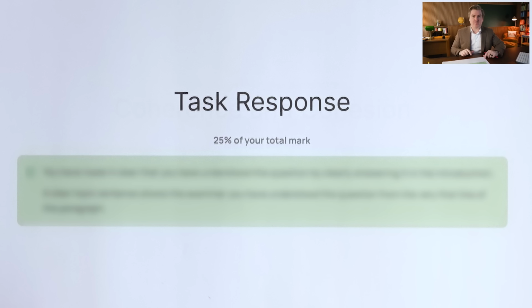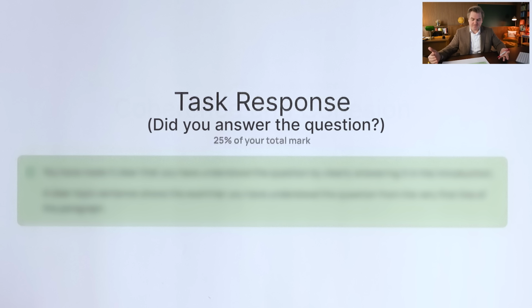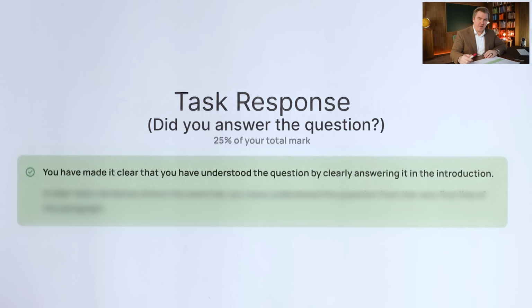So task response is 25% of your total mark. Task response is basically, did you answer the question? So think about what we've done so far. In the introduction, we paraphrased the question. That indicates that you understood the question. Then we briefly answered both of the questions in the introduction, very, very clearly answering the question.